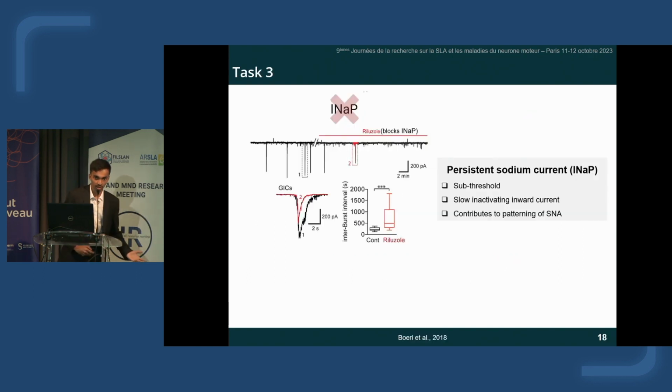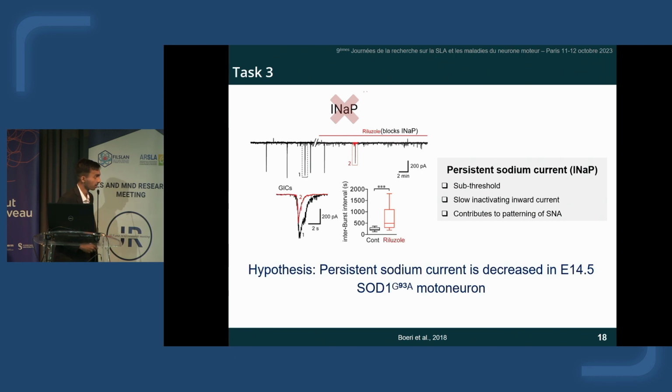Next, we wanted to know a molecular mechanism that could explain the observations that we had so far. We looked at persistent sodium current, persistent sodium INaP. Persistent sodium current has been shown to be important for contributing to the patterning of spontaneous network activity. A previous study showed that by blocking the persistent sodium current, they observed a decrease in giant inward current amplitude and also an increase in period. This is the same kind of observation that I had at E14 SOD. This led to our hypothesis that persistent sodium current is decreased in the E14.5 SOD mouse model.